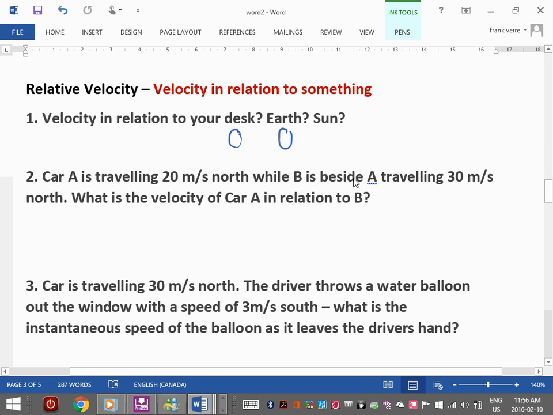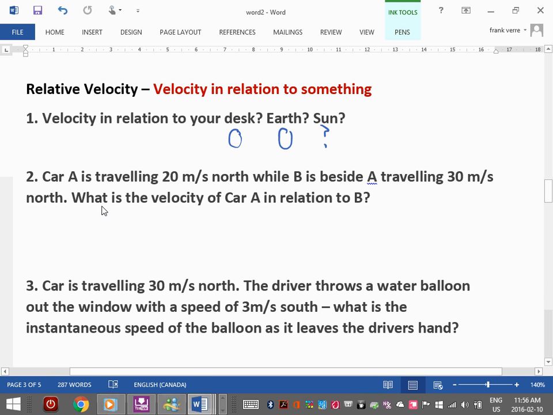But how about relative to the sun, though? Because you're on the Earth, and the Earth is moving around the sun, and actually, in the next chapter, we're going to calculate how fast. I don't know what the actual number is, but it's pretty fast. You can figure out the diameter of the orbit, and we know it takes 365 days, so we can figure out the speed. It's definitely not 0. So it's velocity in relation to something else. So let's look at an example like this, okay?